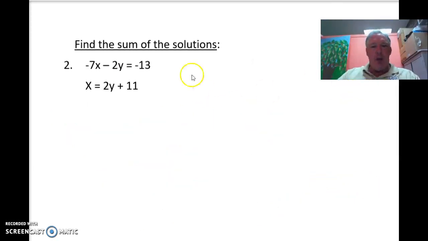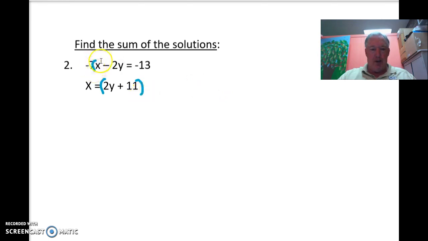Okay, so in our next problem, the directions say find the sum of the solutions. This is very similar to the same type of substitution problem we just did in number 1, but in this case, we are going to do one more math operation at the end. So let's go ahead and do this again. This time we have negative 7x minus 2y equals negative 13. This time x is equal to 2y plus 11. So we are going to put parentheses around what x is equal to.